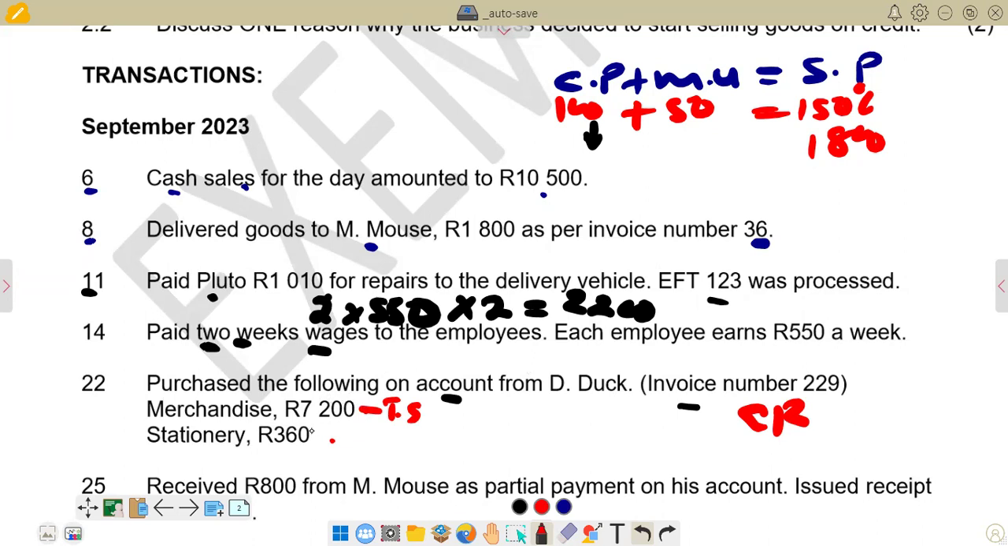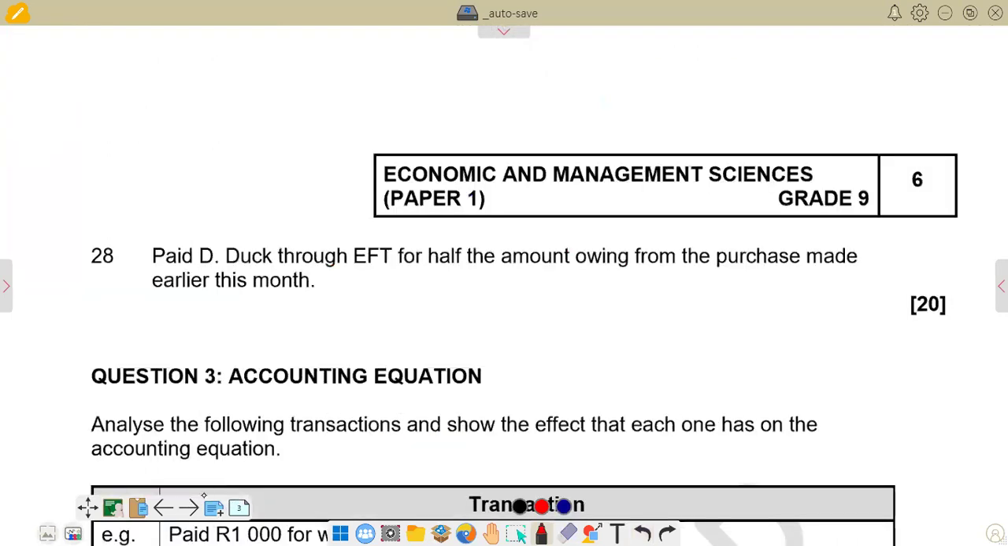Then on the total creditors control, we also have a column for creditors control. We are going to get 7,200 plus 360 and put it in the column for creditors control. So if you add the two, you get 7,560. So this is what we have. Remember, our document number is 229. It's given there as 229. Then our date is 22. So we can just go and enter it.